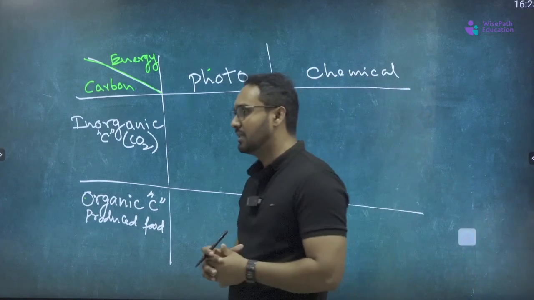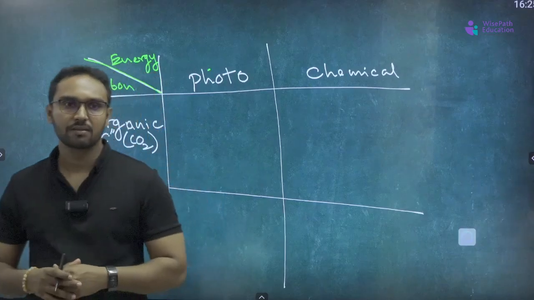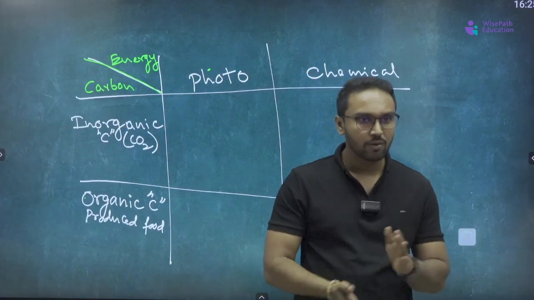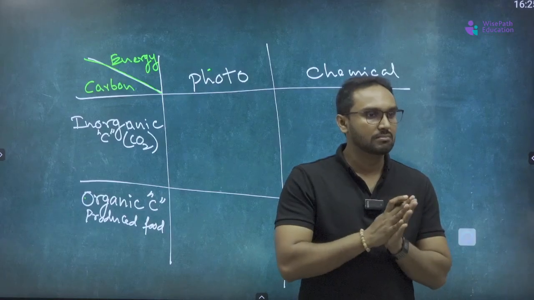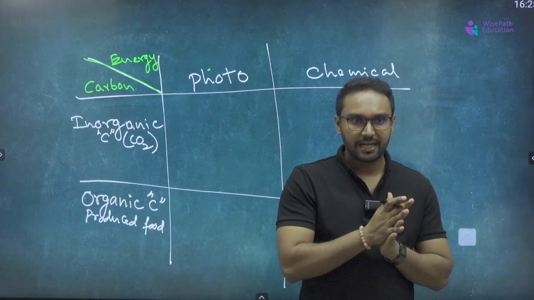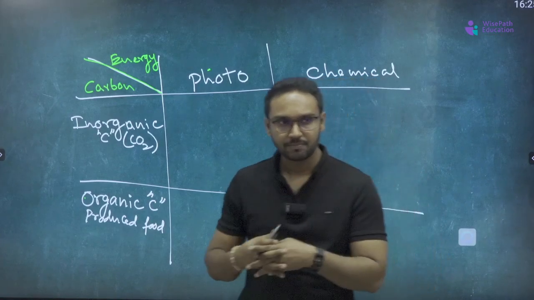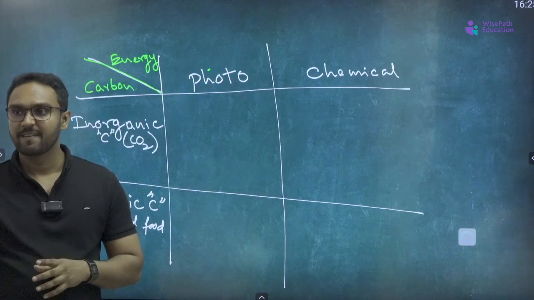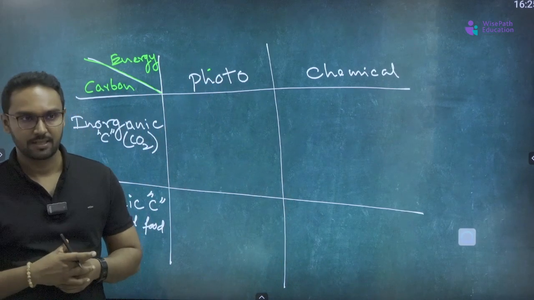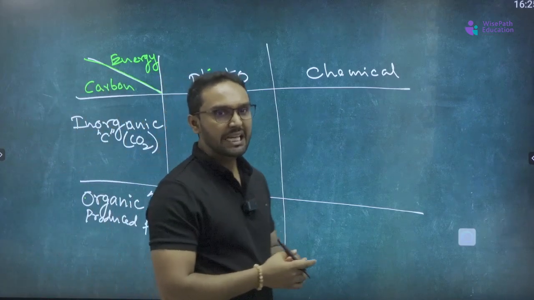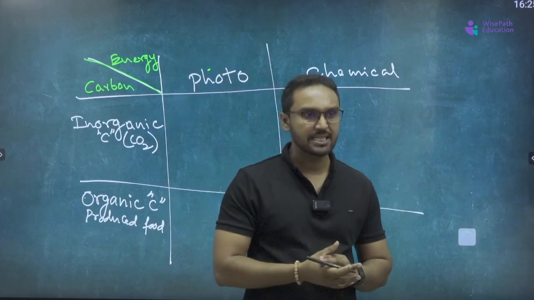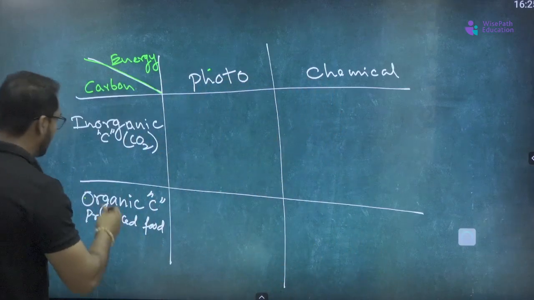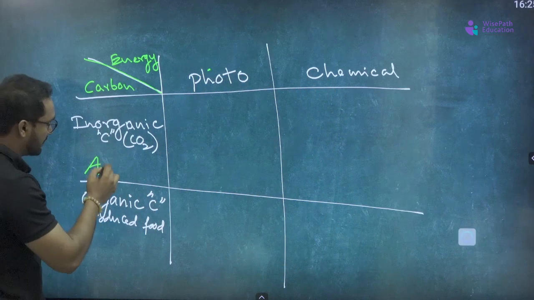So there's a certain name for the organism that takes the inorganic carbon. What do you call the organism that takes the inorganic carbon? Autotrophs. Yes. The organisms which take inorganic carbon as their carbon resource are called autotrophs, right? These are called autotrophs.